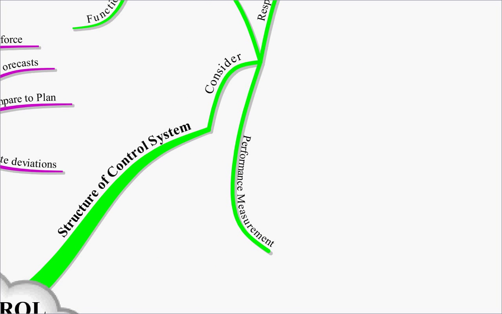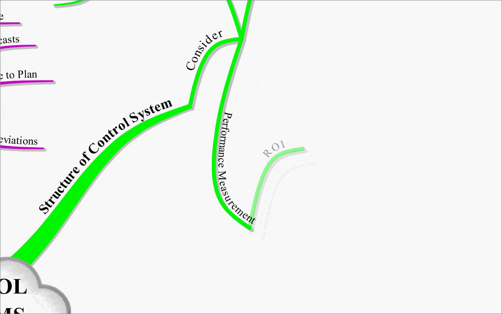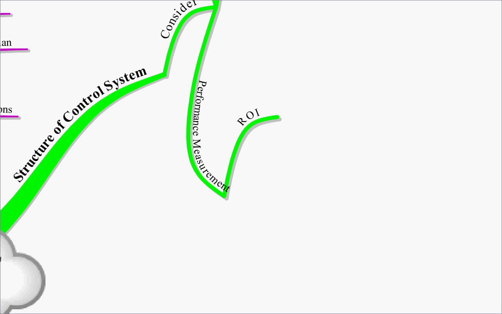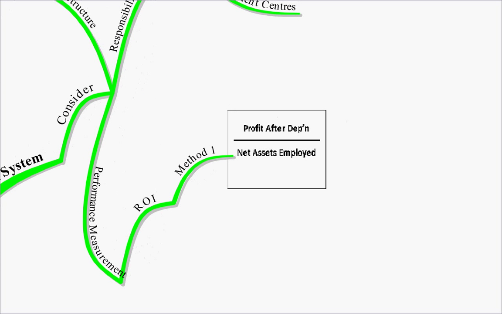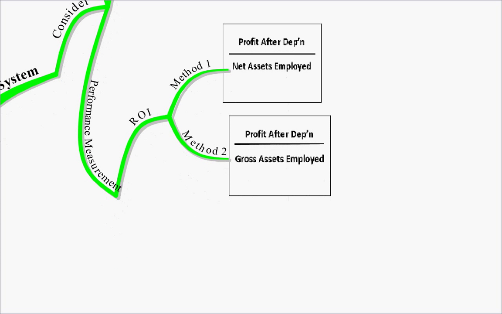You'll also have to consider the performance measurement. A couple of different ones we looked at were return on investment. Two ways to calculate it, the first being profit after depreciation over net assets employed, i.e. the assets less the depreciation. Problem with that being that even if your profit stays the same, as your assets become depreciated, the ROI will increase. Second method then, profit after depreciation over gross assets employed, trying to eliminate that problem. However, this method doesn't allow for new assets as opposed to old assets, which may be more or less efficient.